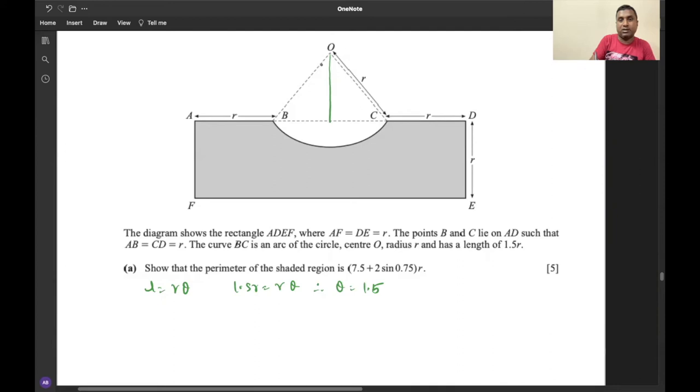This is an isosceles triangle, so the whole angle is theta. This will be 1.5 divided by 2, so 0.75. Now if the whole length is x, then half is x by 2. So sine 0.75 equals x by 2 divided by R. So R sine 0.75 equals x by 2, obviously x equals 2R sine 0.75. So this is the length.